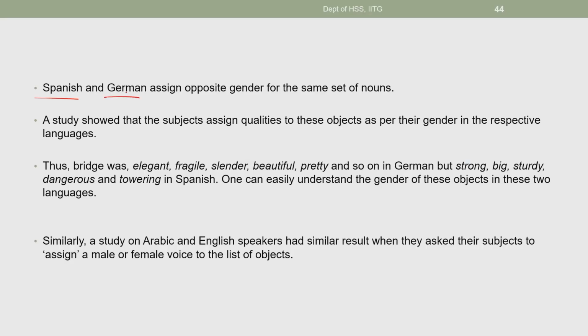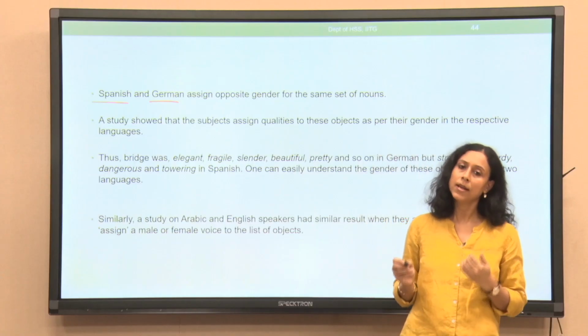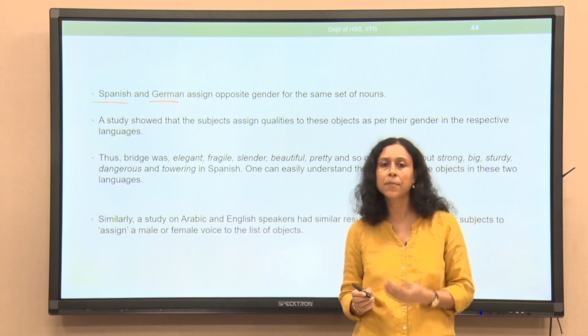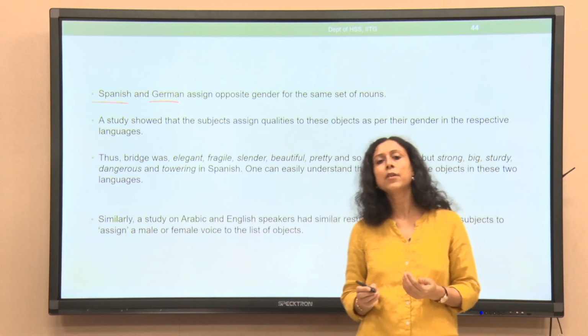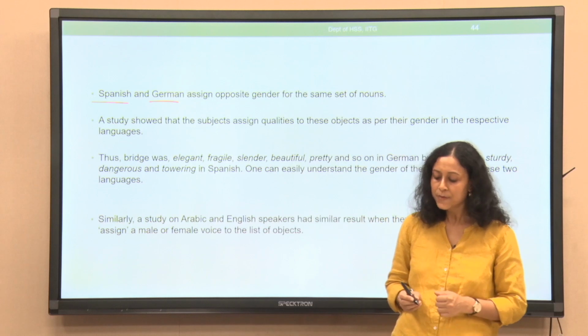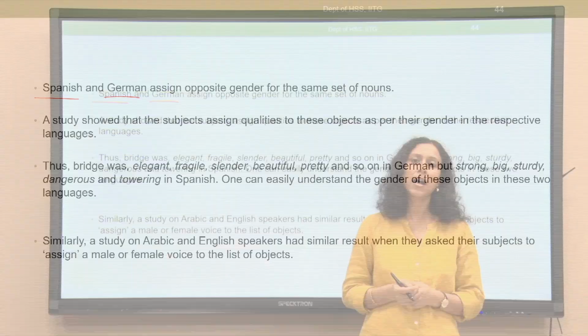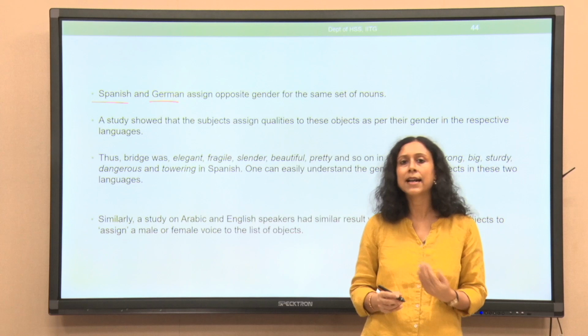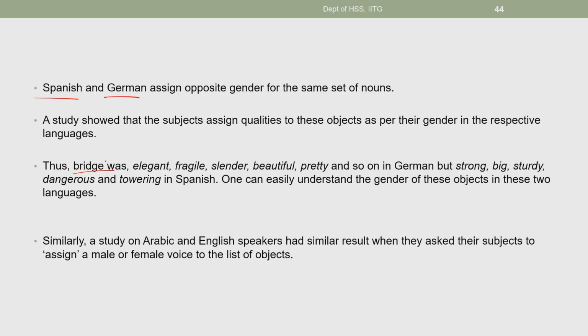Now, the interesting thing about the German-Spanish pairing is that these two languages assign opposite gender to the same set of nouns. So, the same noun like bridge or keys and so on will have opposite gender in these two languages, and that is how it becomes very interesting to see how the speakers treat these words. So, the study was carried out on these two different speech communities. There was a list of nouns that were prepared, and the subjects were asked to write appropriate adjectives for those words. The words included bridge, keys and many others; it is a long list of nouns.